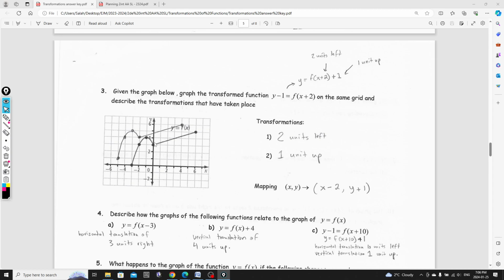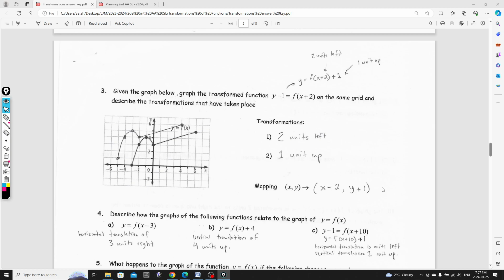Now in terms of mapping notation, a shift of 2 to the left means you're grabbing all of these x values and you're subtracting 2, right? So for example, the coordinates here are 6 and 5. So I subtract 2 from 6 and I get 4. And then I have a vertical translation of 1 unit up. So my point, which was originally 6, 5, goes to the left and now it's 4, 5, but then it also goes up 1. So now it's 4, 6, okay? And there you go.